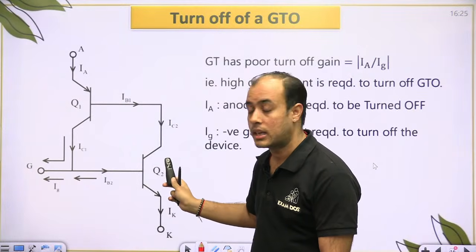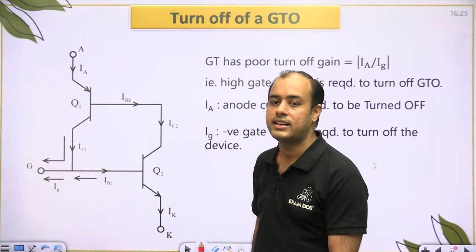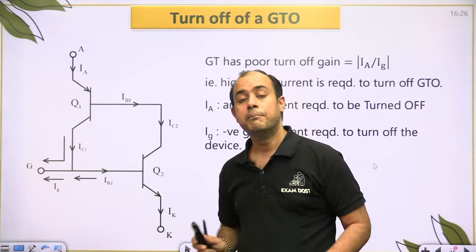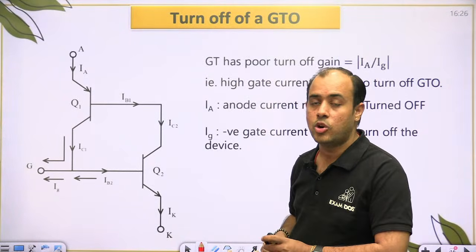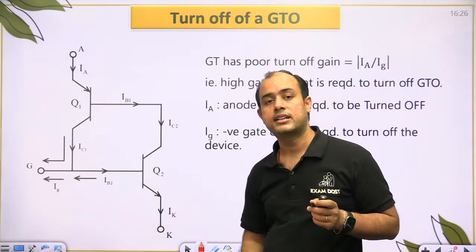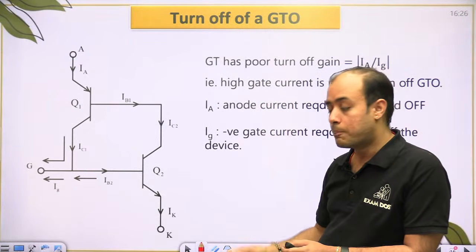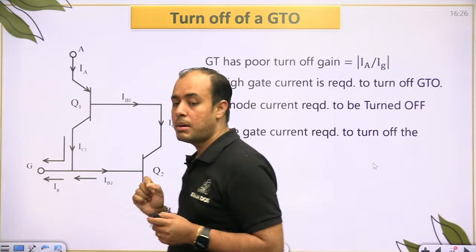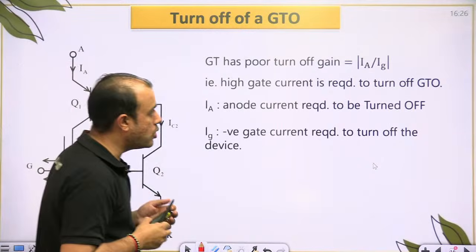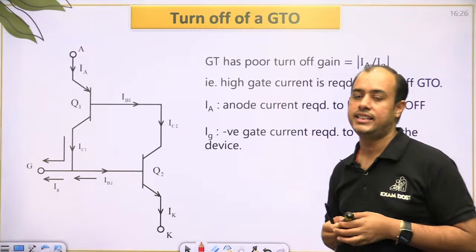तो अगर Q2 बंद हो गया तो Q1 ऑटोमेटिकली बंद हो जाएगा क्योंकि उसकी बेस की सप्लाई खत्म हो गई. But GTO has a very poor turn off gain. माने to turn off a GTO, you have to apply very, very high gate current. So the turn on or the turn off gain is the ratio of the anode and the gate current. So poor gain means for the same amount of anode current, how much gate current do you need? So poor gain means we need very, very high gate current to turn off a GTO.